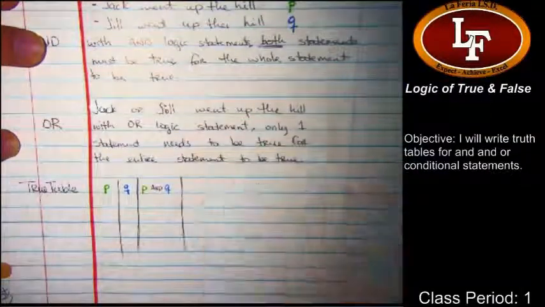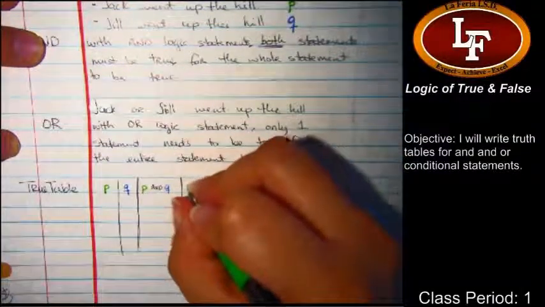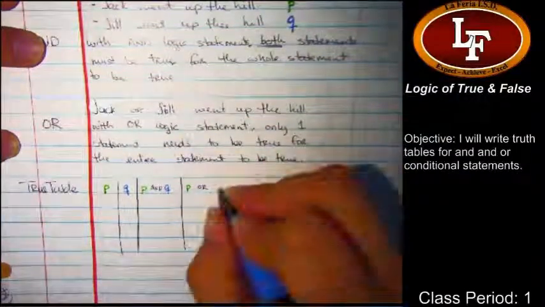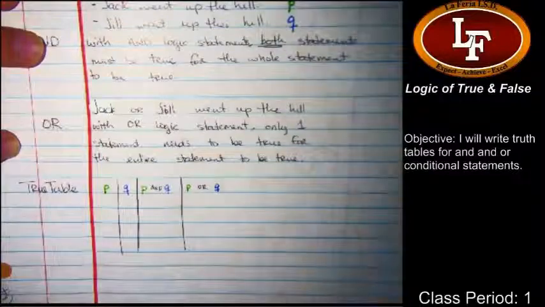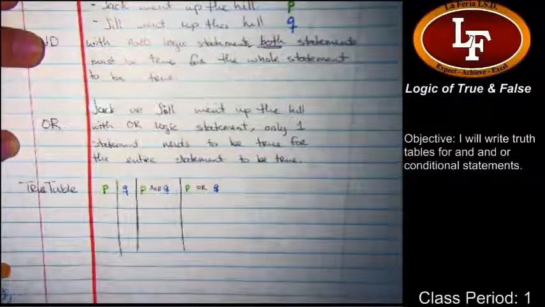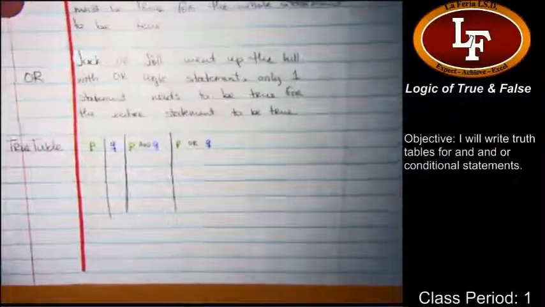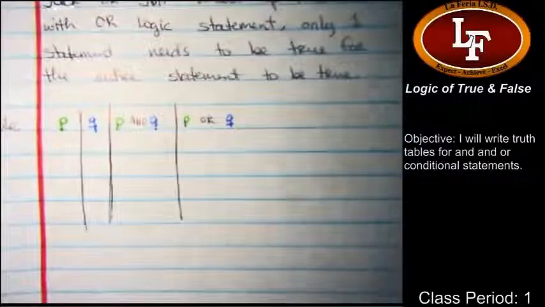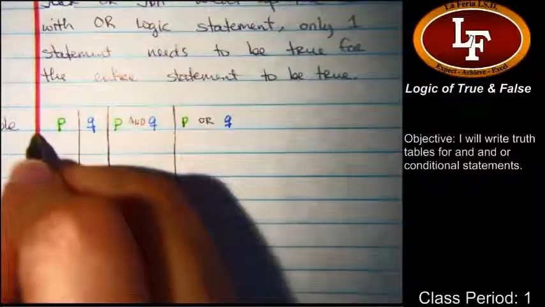And over here we're going to have the value of P or Q. Okay? I'm going to zoom it in a bit more. There we go. All right.